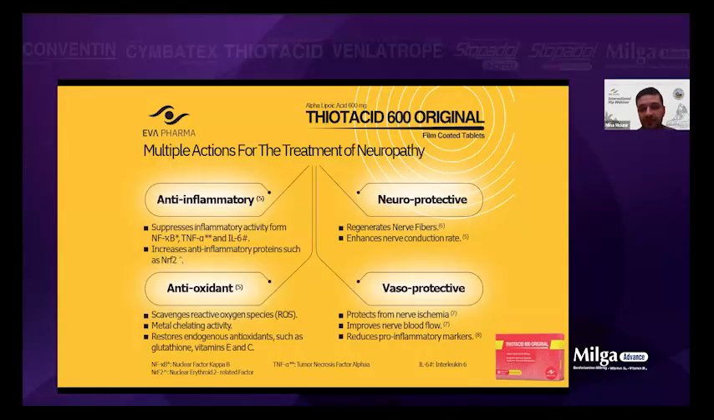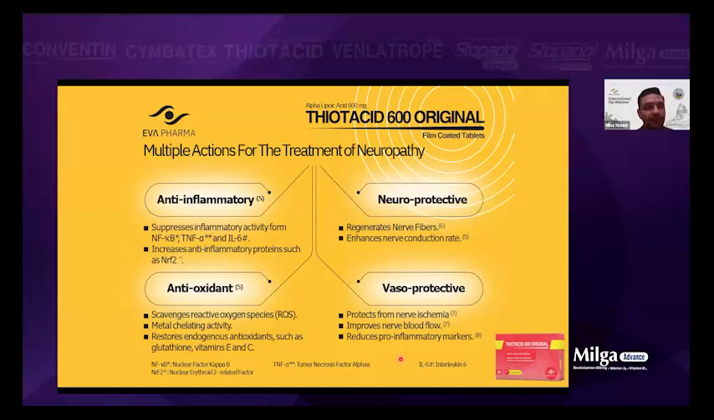That's where the role of Thiotacid, our alpha-lipoic acid, comes in, which works as an antioxidant, which stops the process of the pathogenesis from the beginning. It also works as an anti-inflammatory, which suppresses the inflammatory activity from interleukins, tumor necrosis factor, nuclear factor kappa B. It also works as a neuroprotective by increasing the nerve growth factor, which allows the maintenance and remyelination of the deteriorated nerve. And it also works as a vasoprotective, which improves the nerve blood supply.